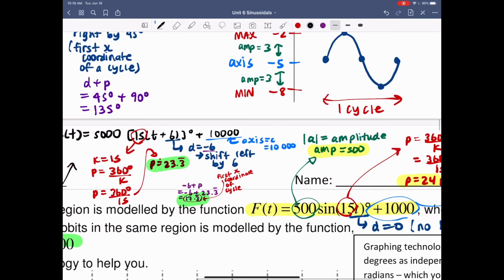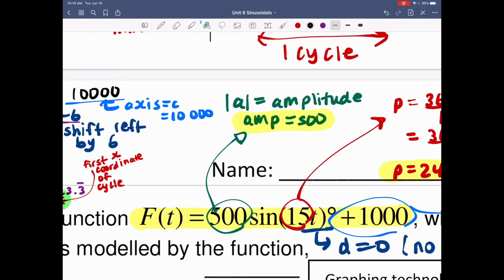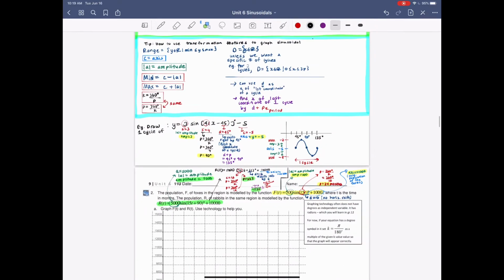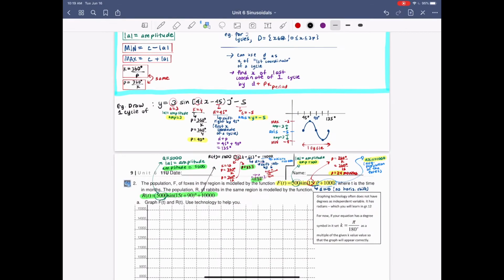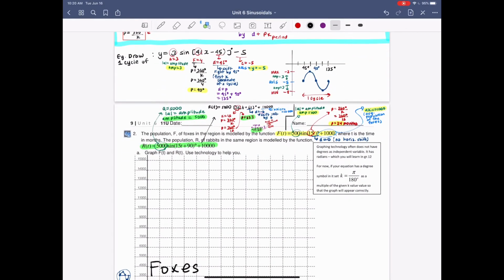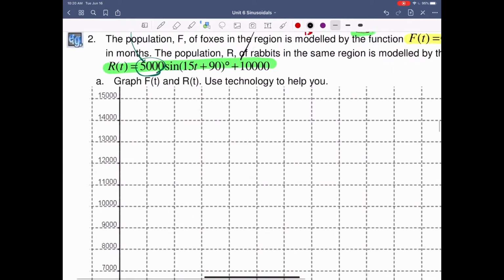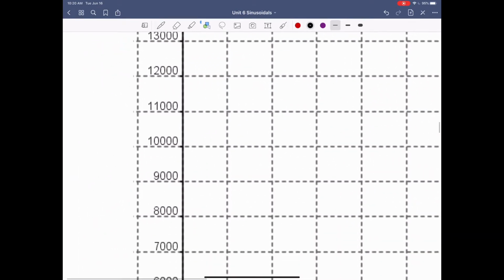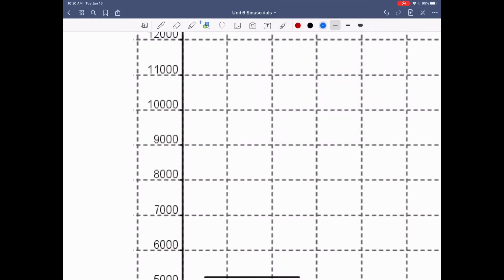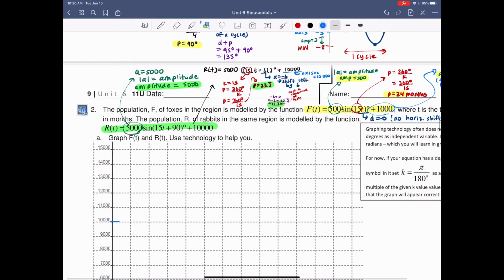At this point, I want to avoid getting my work combined with the other part, so I drew some lines so I could decipher those two quickly. Let's start off with the axis like I had for the Fox's equation. I have found the 10,000. I'm going to put the axis there. I'm noticing that it is still a sine graph.